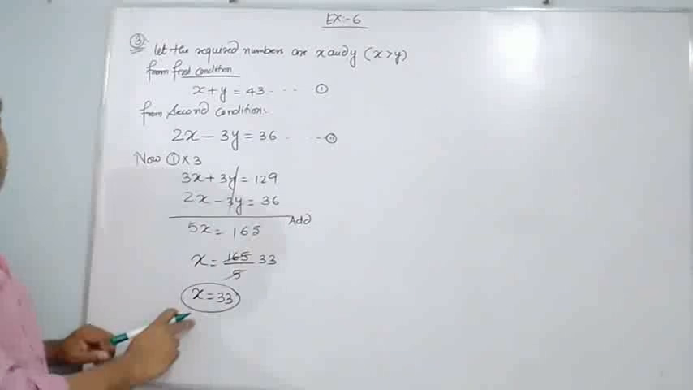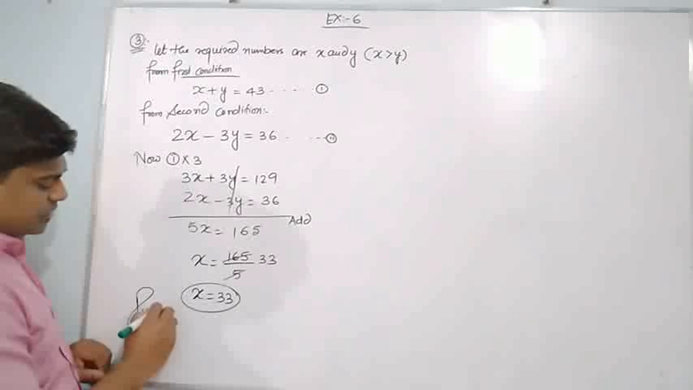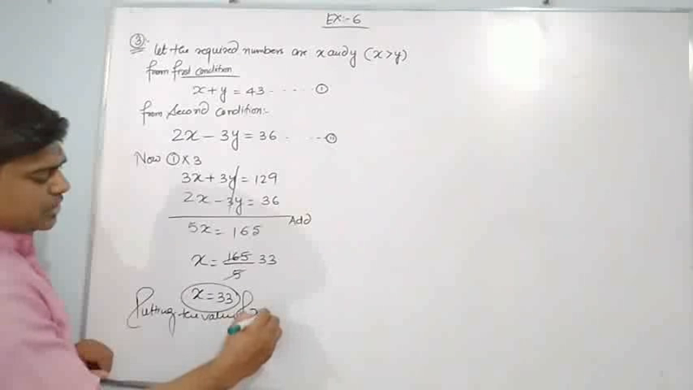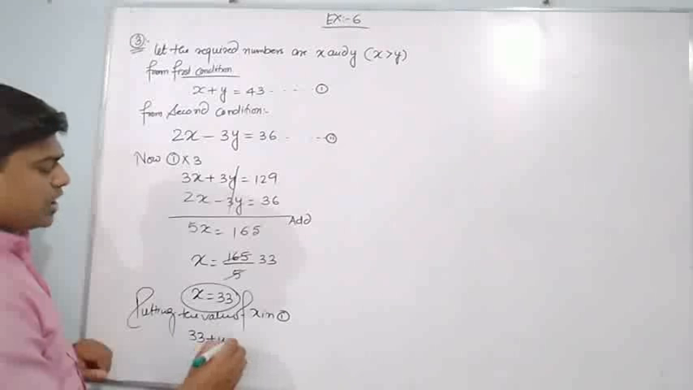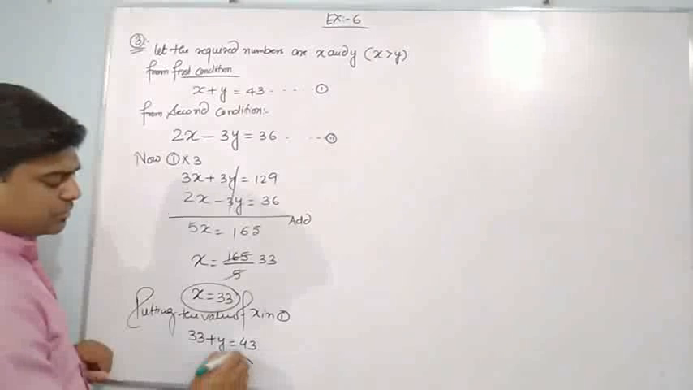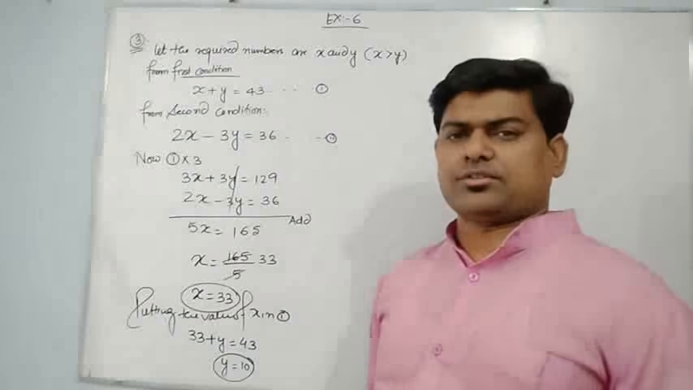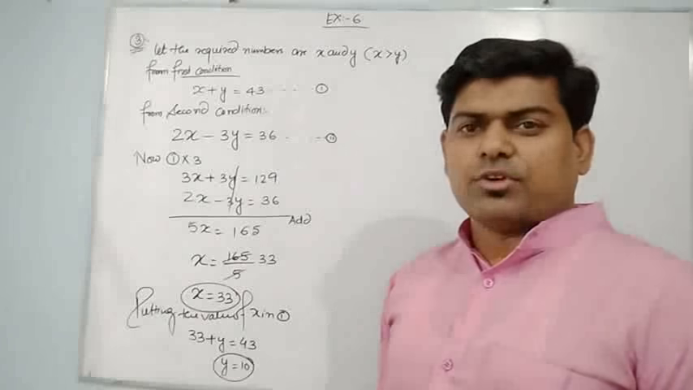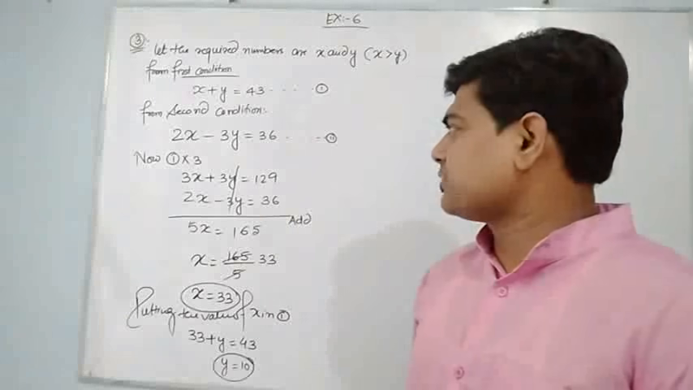When I substitute the value of x in equation 1, what can I write? Putting the value of x in 1, directly 33 plus y is equal to 43. So y will be 10. Now we have substituted the value of x in 1. Let us check whether this value of x and y is correct or not, and it can be checked when I verify the second equation.